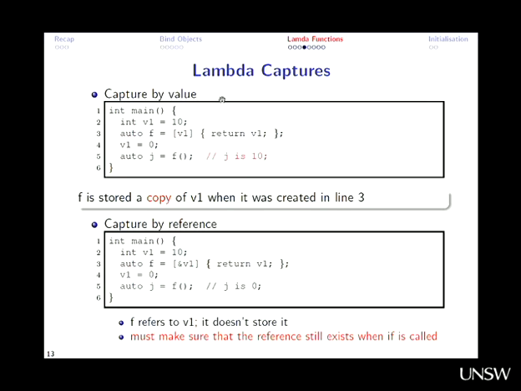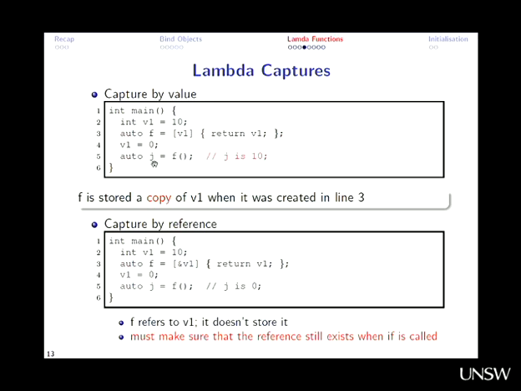And so here I have what's called capture by value. Int v1 equals 10. Auto f, so I'm going to store this function, is equal to square brackets v1, return v1. So I've created a function that takes in v1 and just returns its value. It's not the most exciting function in the world. But then I say v1 is equal to 0.